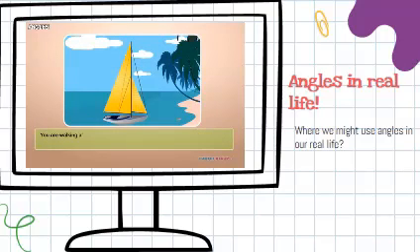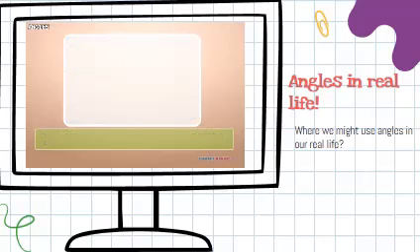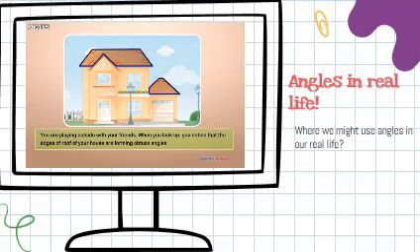You are walking along a river and you see a beautiful boat. You can notice that the sails are forming obtuse angles. You are playing outside with your friends. When you look up, you notice that the edges of the roof of your house are forming obtuse angles.